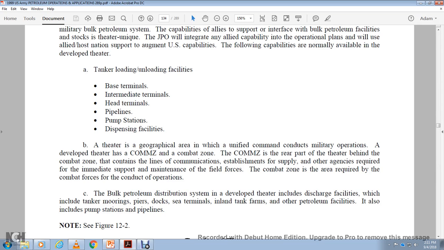The combat zone and the communications zone: the communications zone is the theater behind the combat zone, which contains the lines of communication and the stable force supply, with the air agencies required for the immediate support of the main field service force of the combat zone. Air support is required with the combat force in contact operations.